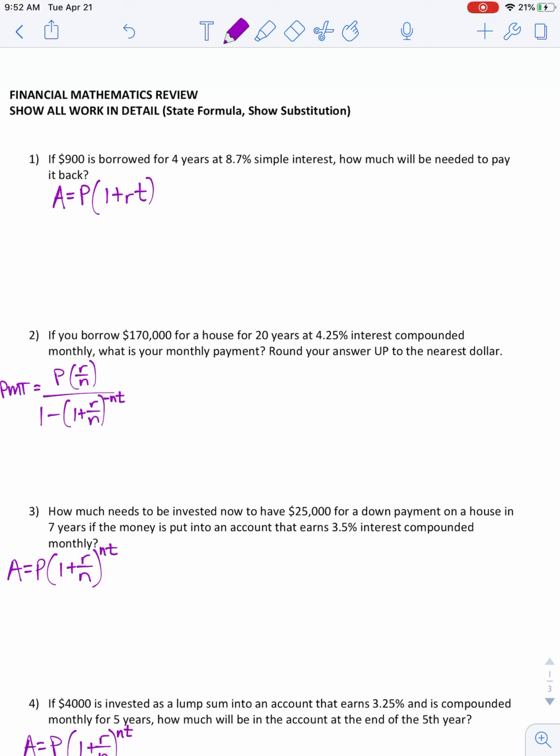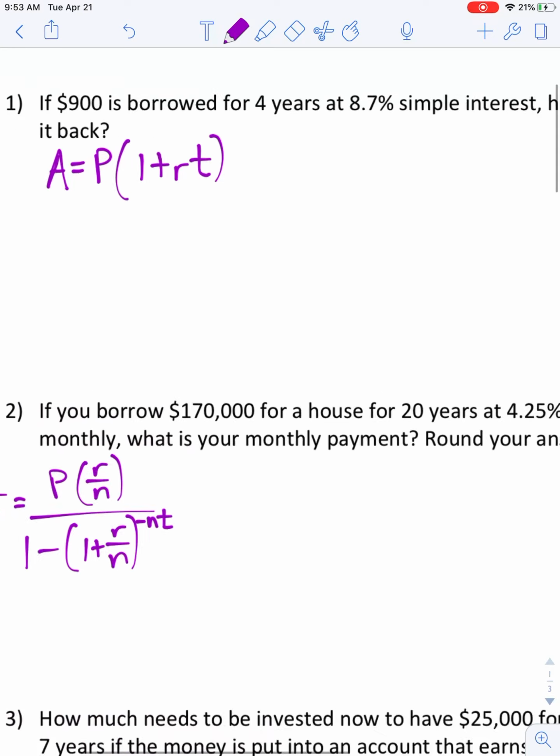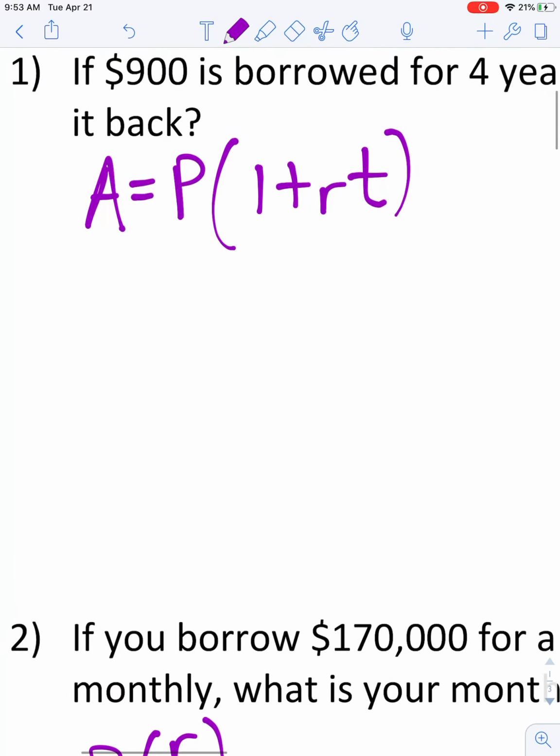So first one, $900 is borrowed for 4 years, interest rate of 8.7%. How much do you need to pay back? So this is your future value, simple interest. It says how much do you need to pay back, so it's the future value of what you're going to pay back. You know you have to pay back the $900 plus additional interest, so your amount has to be bigger than $900 here.